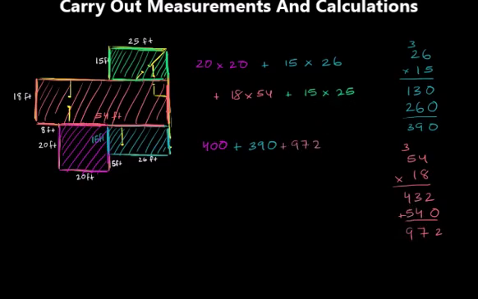And one more of these multiplications, 25 times 15. And actually, we could do that in our head. This is 26 times 15. So 25 times 15 is going to be this minus 15.